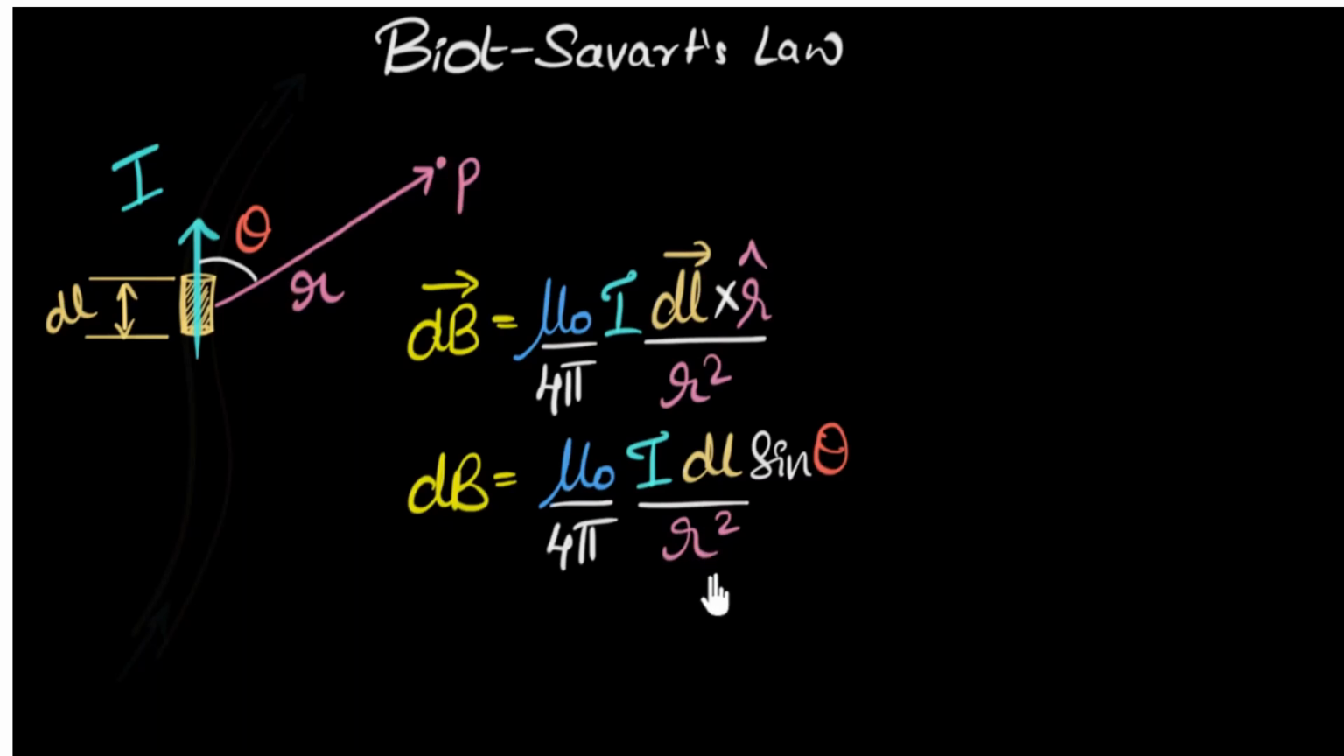Here dB is also inversely proportional to R squared. If the distance R increases, the strength of the magnetic field decreases.